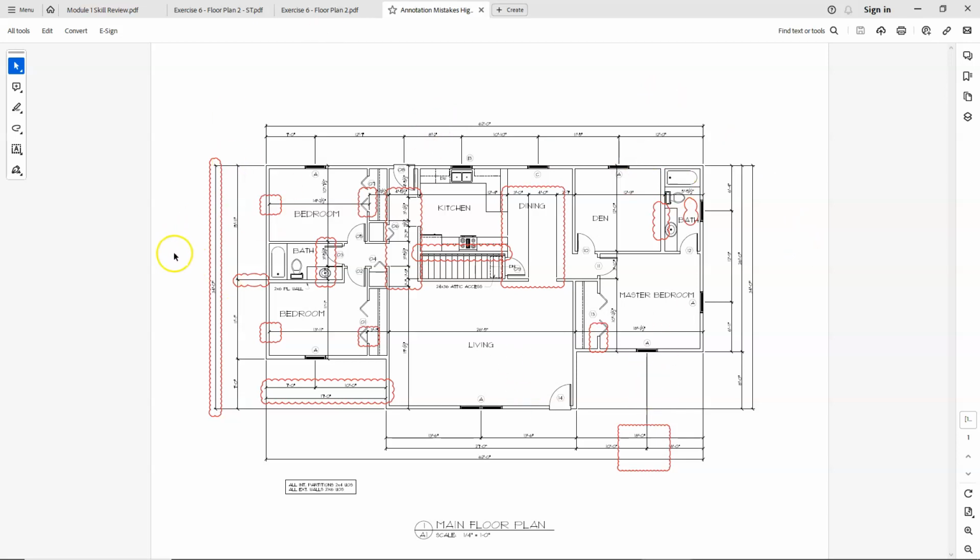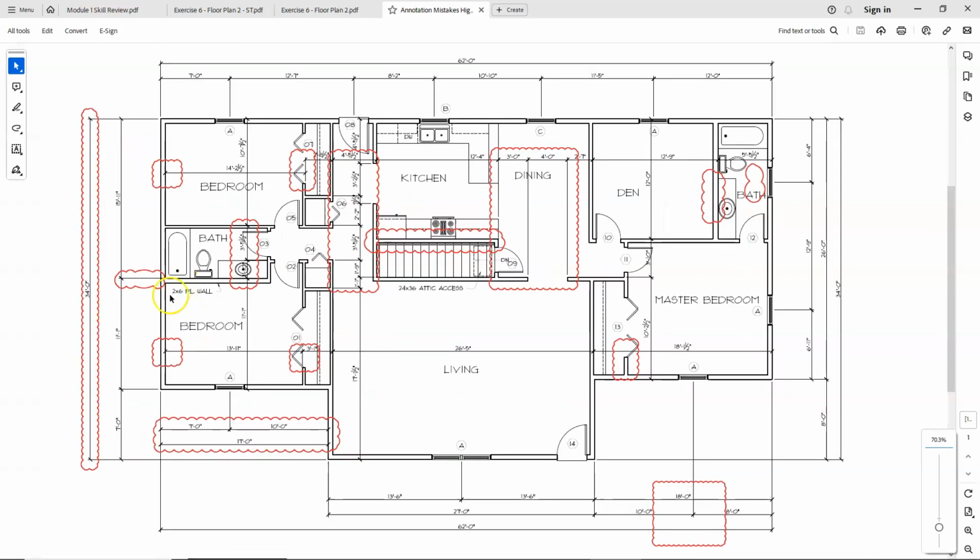Okay, so I'm going to start over here on the left-hand side, and as you can see, this whole dimension is highlighted, it's circled, and it's not because there's anything wrong with the dimension itself, it's just referencing the gap between the first dimension string and the second one. So you can see the correct gap up here.